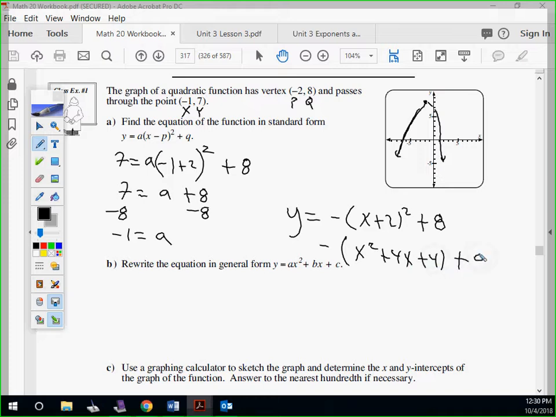Then we have a plus 8 out here. All of these get hit with the negative. So it's going to be -x squared minus 4x, and then -4 plus 8 is plus 4. So that's what it would be in general form. That's tough, yeah. Told you today's not too bad, huh?